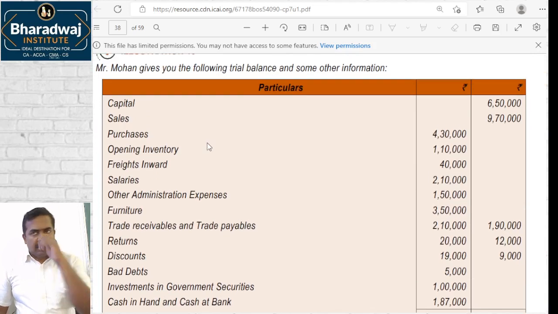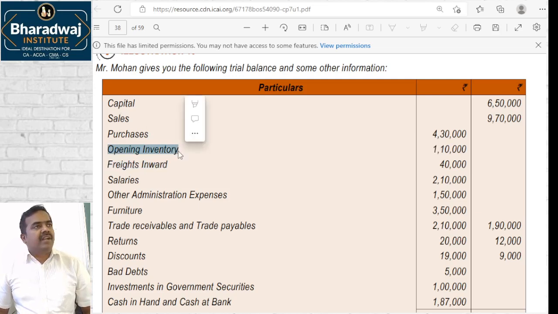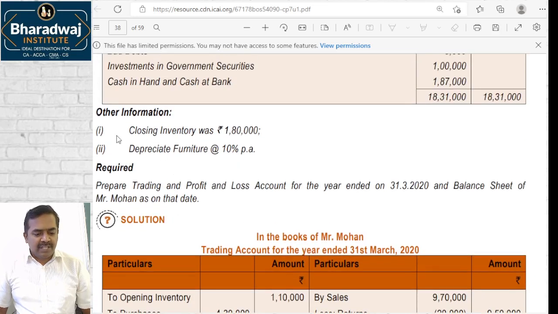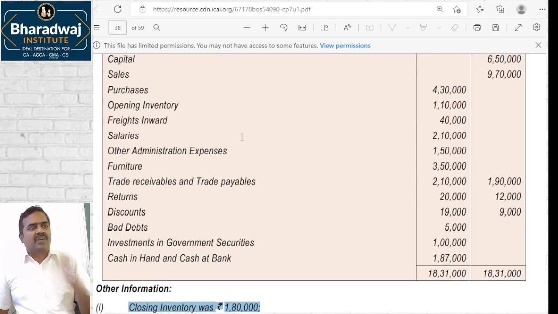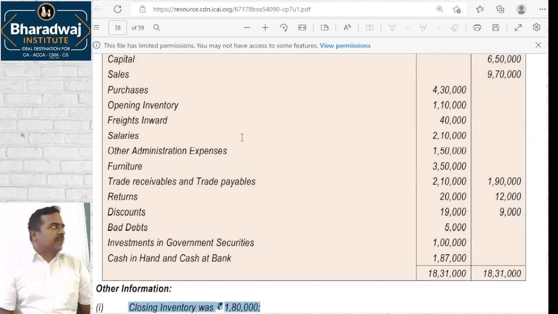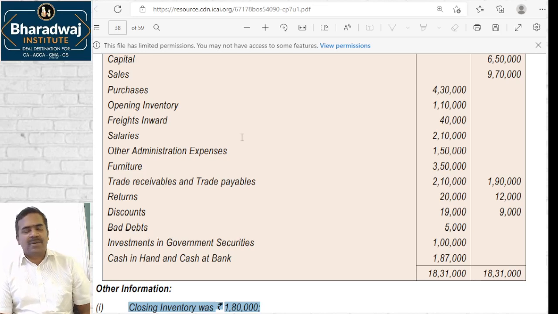Now, for a manufacturer, what will be given is only one inventory. This opening inventory is nothing but finished goods. Closing inventory is nothing but finished goods. For example, you are a trader. You will deal in raw material, work in progress or finished goods. What is raw material? Input used for manufacturing. What is work in progress? Semi-finished goods. What do you mean by finished goods? 100% work is over, ready for sale.